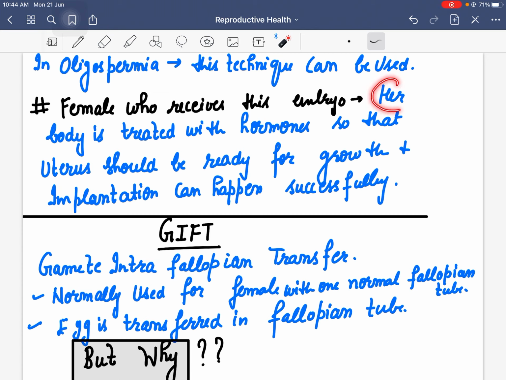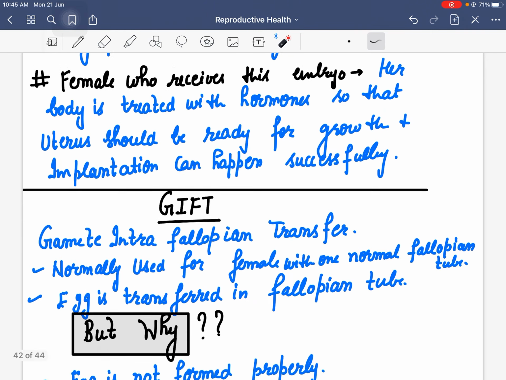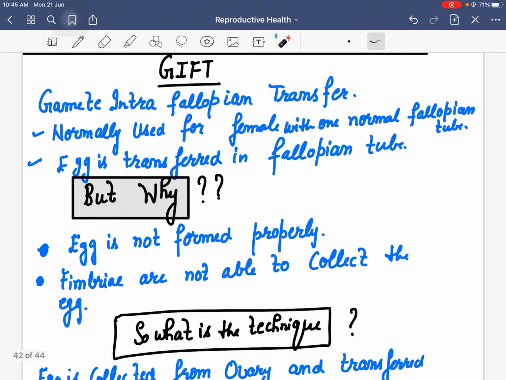So the body of the female is treated with hormones from outside, so that the uterus of the female should be properly ready for the growth and the implantation. For successful implantation, the hormones are given to the female. Now, the next technique is GIFT.